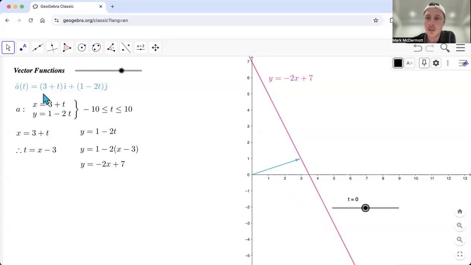If you're talking about the position of a particle, then that parameter t is, at time 0, your particle is at an x position of 3 and a y position of 1. At time 1, it's at 4, -1, and so on. So you can use it to solve a bunch of physics problems, I would imagine. So hopefully that makes some sense, and good luck with all your studies.